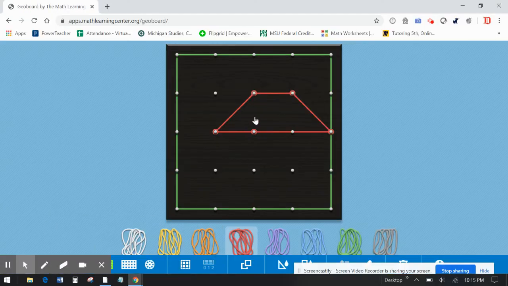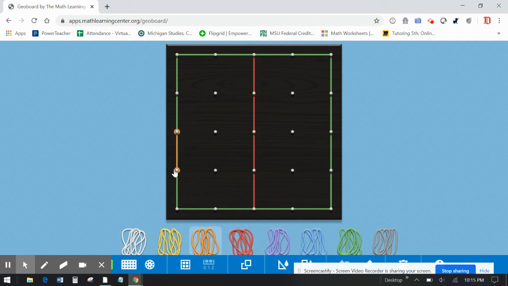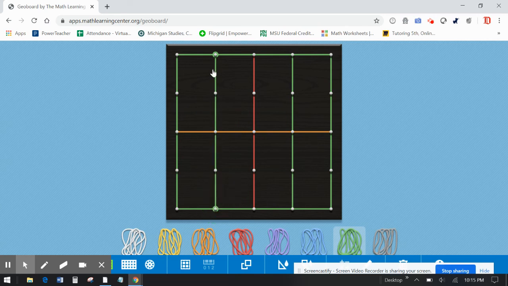So on a geoboard, if your teacher asked you just a simple question, why don't you divide this geoboard into 2 equal parts? You could just take a rubber band and cut it right down the middle. Or if your teacher said divide it into 4 equal parts, there's more than one way to divide it into fourths, but you should be able to show fourths. Or if your teacher asked you to divide it into 8 equal parts, you should know that they all need to be equal. And 1, 2, 3, 4, 5, 6, 7, 8.